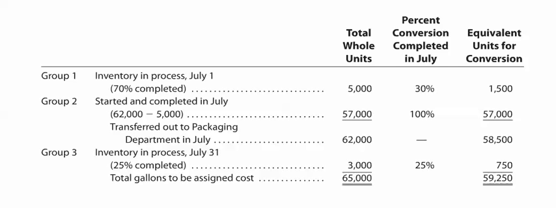So the conversion equivalent units: I converted the 1,500 from the beginning inventory. I converted all 57,000 units start to finish. And then I converted in the ending inventory the equivalent of 750. So my equivalent units of conversion, direct labor and factory overhead, is 59,200.